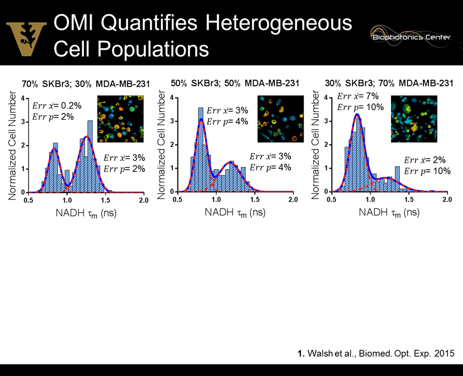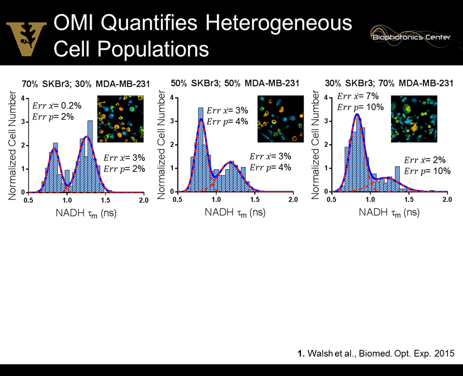So for this sort of validation experiment, we used breast cancer cell lines. This is a HER2-positive breast cancer cell line. This is a triple-negative breast cancer cell line. And we co-cultured them. So we knew how many of each cell line we had in the dish, and then we did our imaging, and we compared to what we already knew.